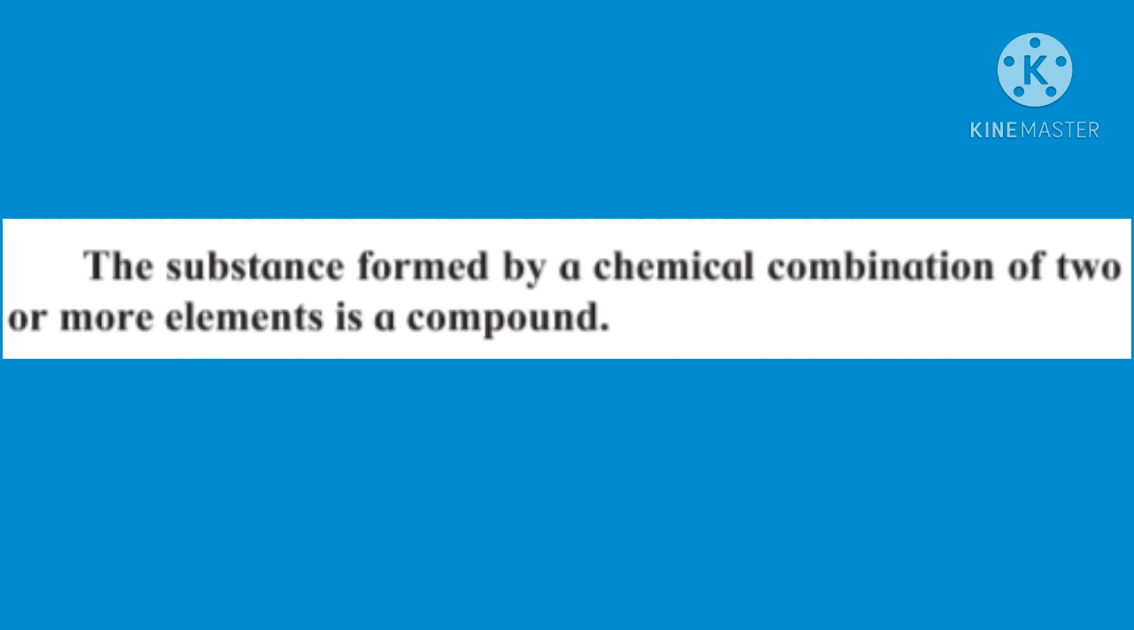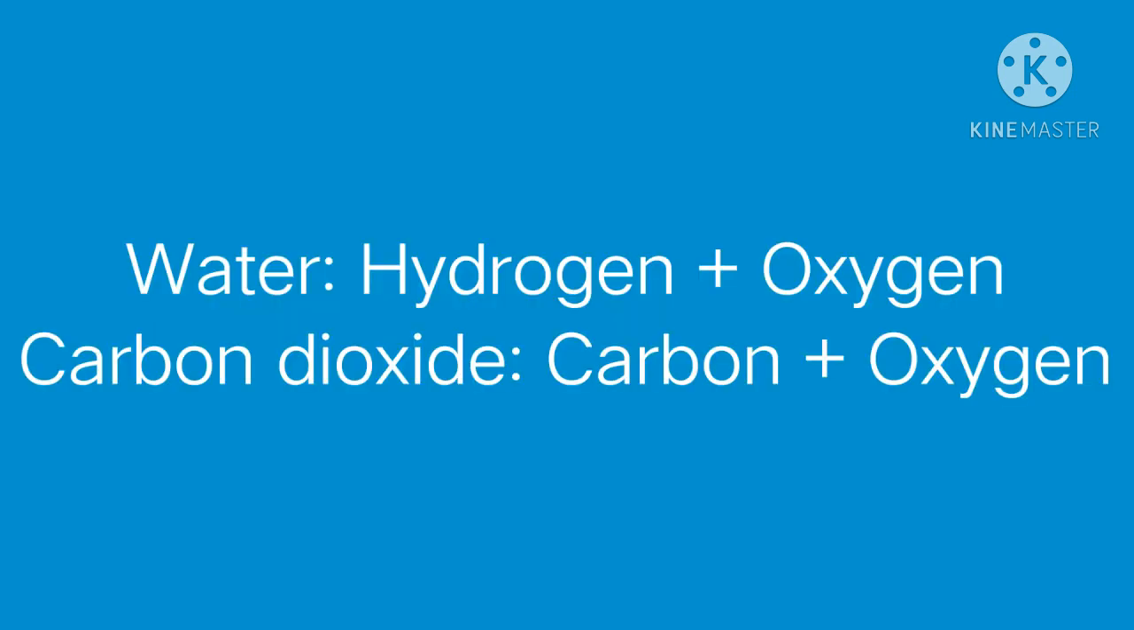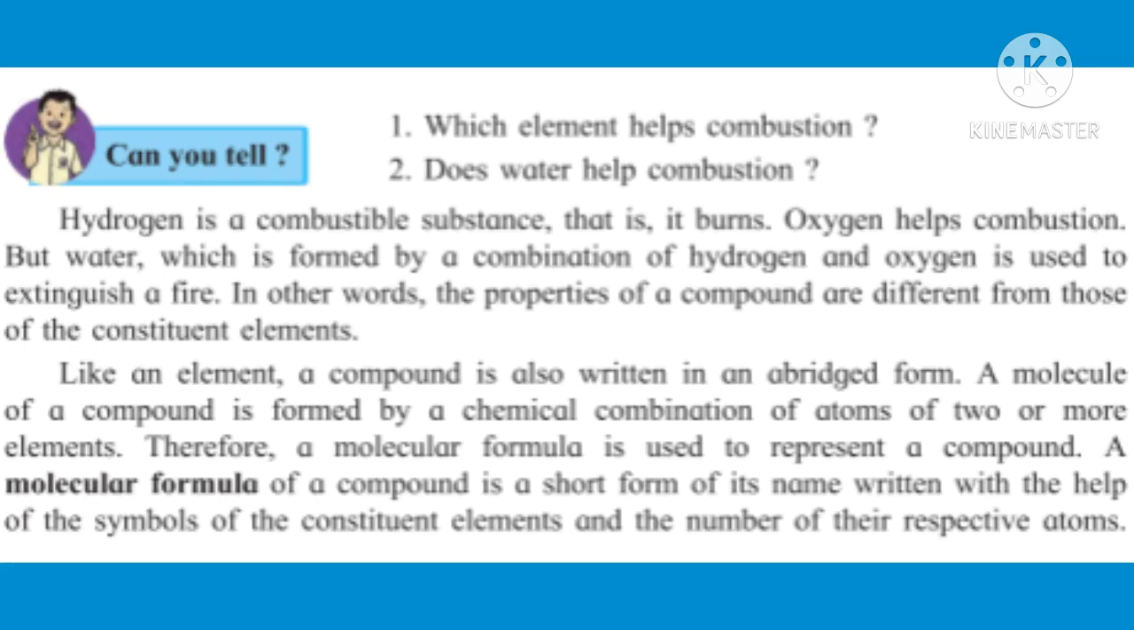Examples: water, carbon dioxide. See, in water, the compound formed is H2O. Means here hydrogen combines chemically with oxygen and the compound water is formed. In the same manner, in carbon dioxide, carbon combines with oxygen chemically and the compound carbon dioxide, that is CO2, is formed.